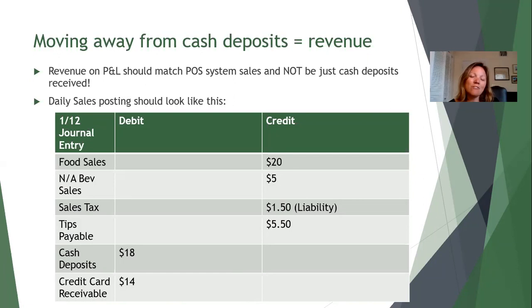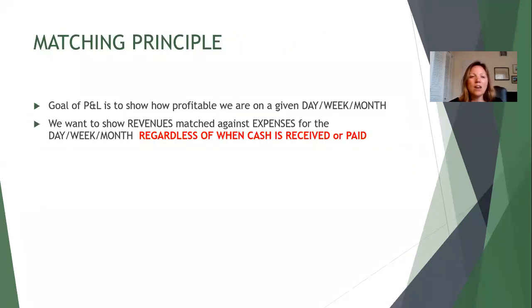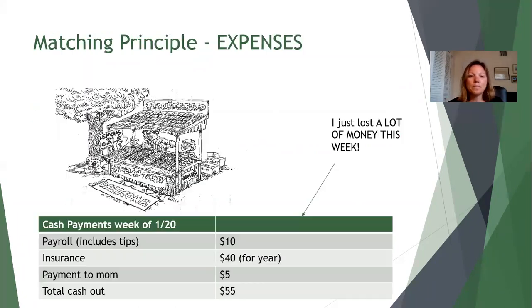So again, that gets a little convoluted. If you have some catering questions and stuff, I can talk you through it. But just think of it as it's not revenue until we earn it. So again, our matching principle: the goal of the P&L is to show how profitable we are during whatever that time is, that day, that week, that month. We want to show revenues matched against expenses, regardless of when the cash is received or the cash is paid.